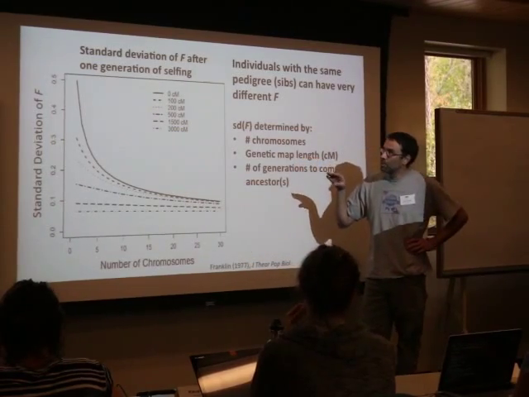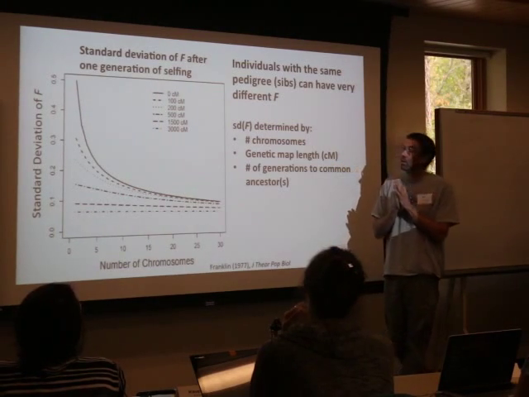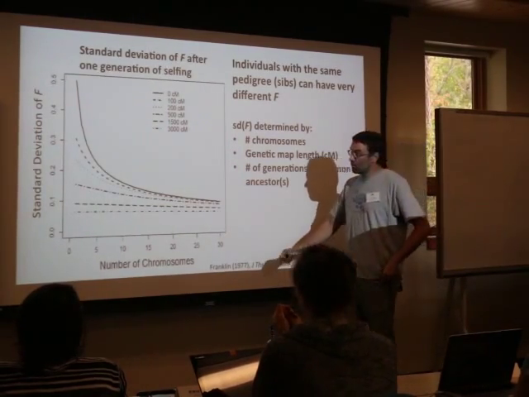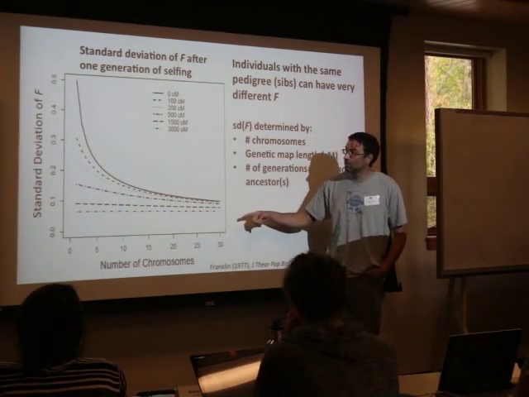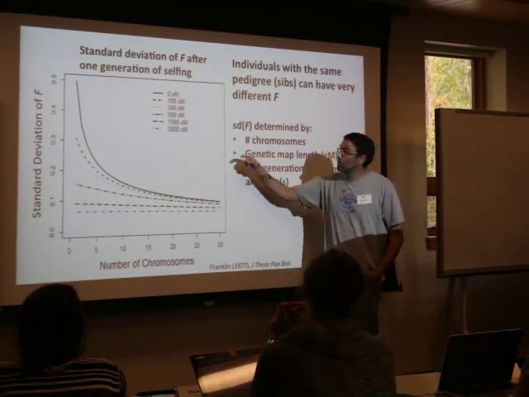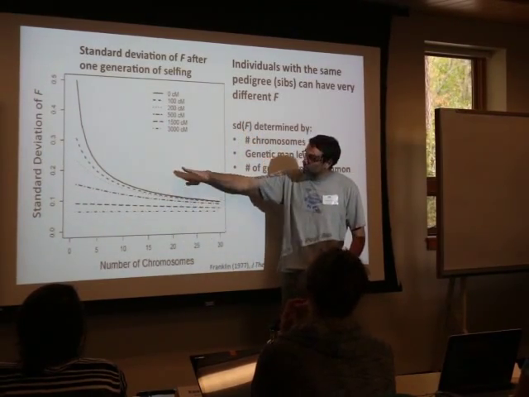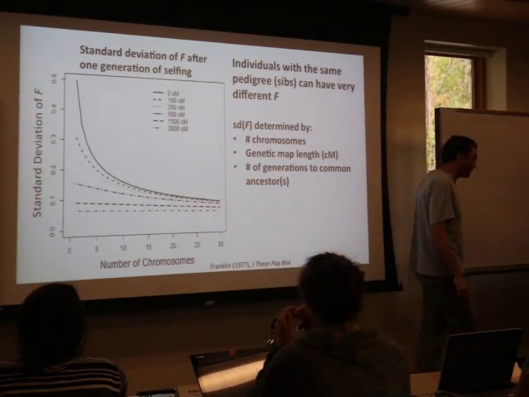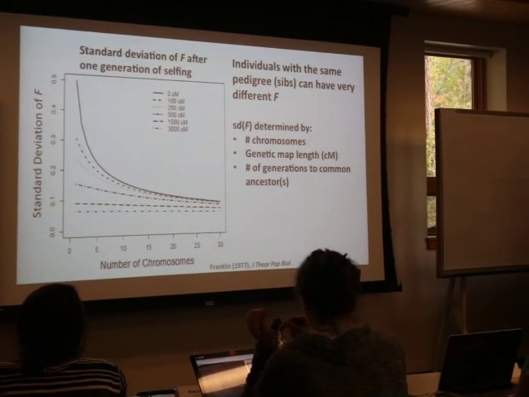If you look at the expected standard deviation in F among individuals with the same pedigree, in this instance after one generation of selfing, versus the number of chromosomes, as you increase the number of chromosomes, the standard deviation goes down. And as you increase the map length of the genome, these are arranged in this order, you also get a lower standard deviation in F among these offspring produced by selfing.